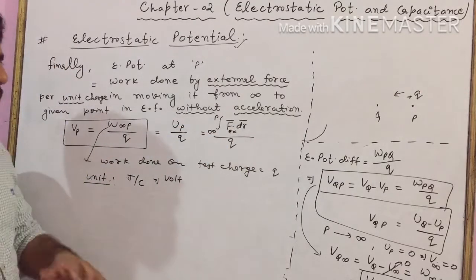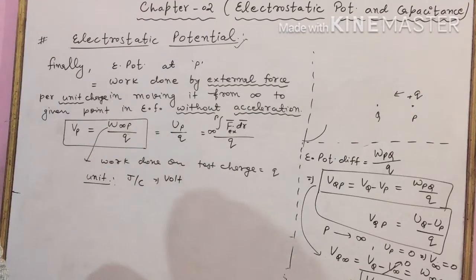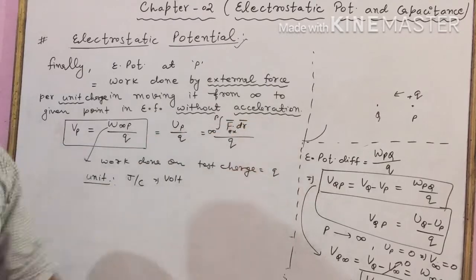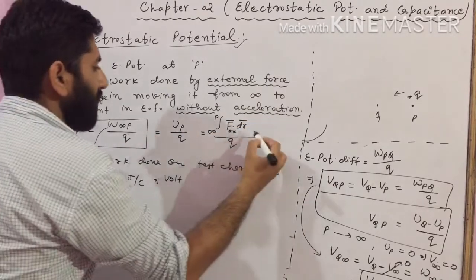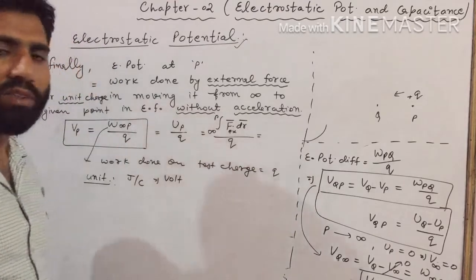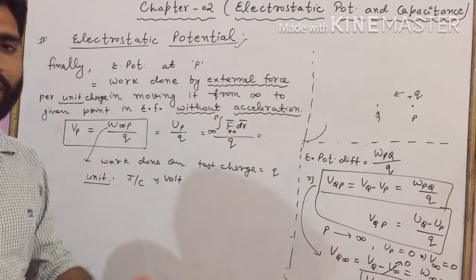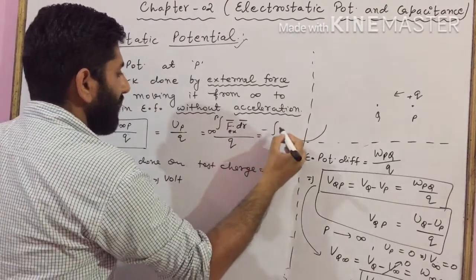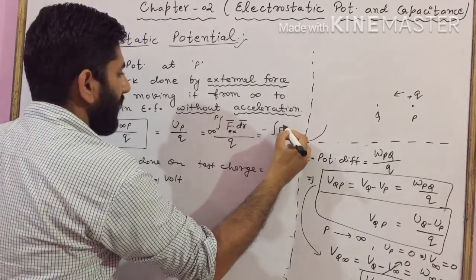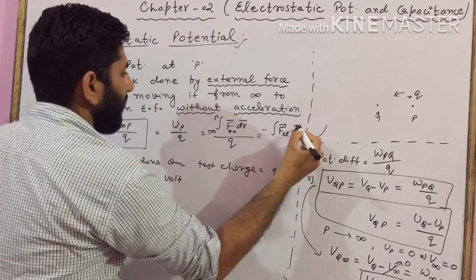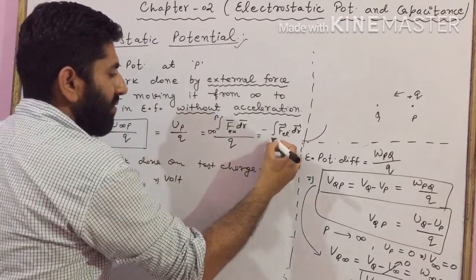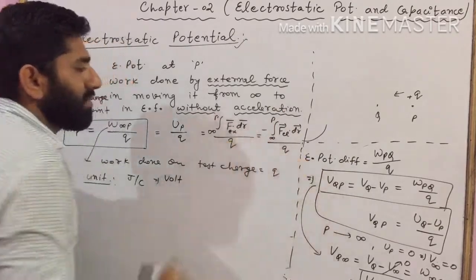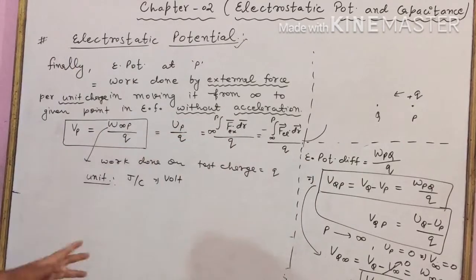And because the known force to us will be the electrostatic force, and because we are doing the whole process without acceleration, both the forces should be equal in magnitude. So in place of external force I can place the electrostatic force as well, but because their direction is opposite, the sign of work will change. So I can write it as the work done by electrostatic force with a negative sign, moving it from infinity to point P, divided by this charge. So these are some other forms of potential.